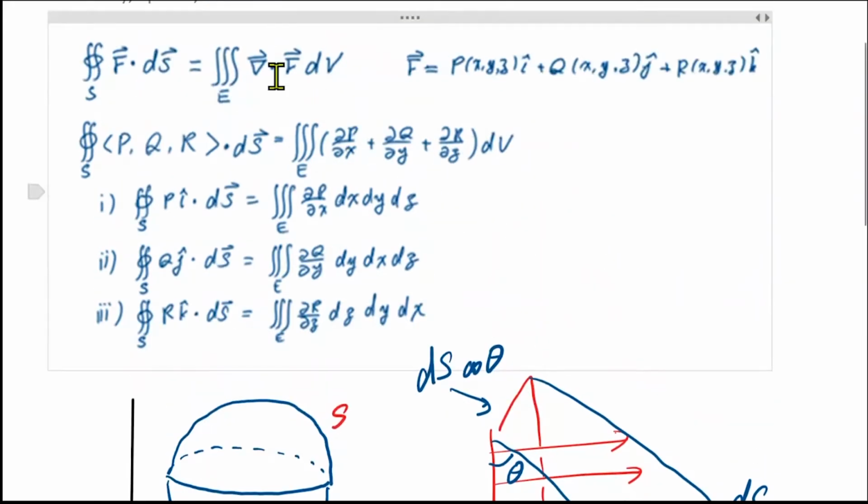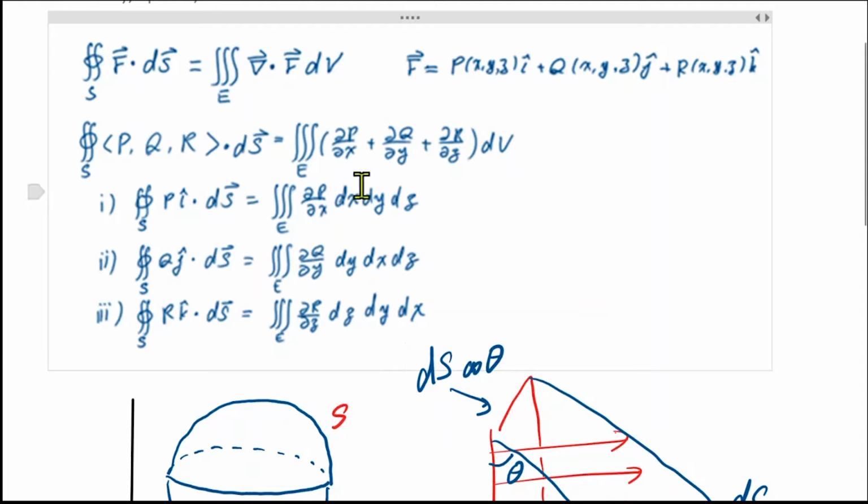The other side, divergence is just a dot product of this thing with del. So you have partial P with respect to X, partial Q with respect to Y, and partial R with respect to Z, and you add them up. That's what divergence is, right? Now I'm just matching the P part with the X part, the Q part with the Q part, and the R part with the R part. So I've broken this up into three different subintegrals.